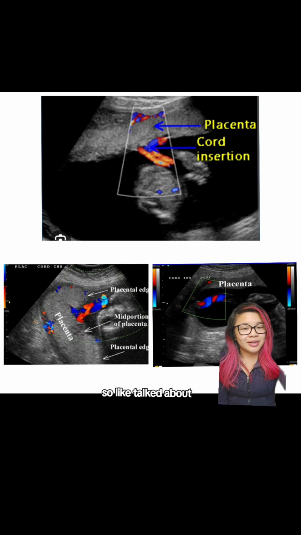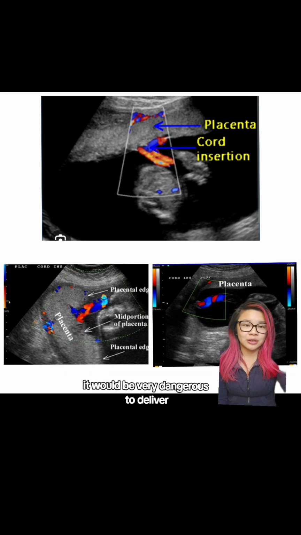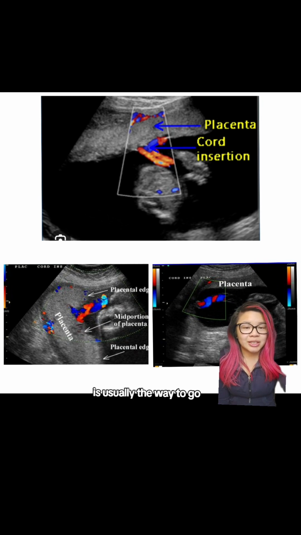Like talked about earlier on in the video, this is when the vessels are actually draped over the internal os of the cervix, and therefore it would be very dangerous to deliver baby vaginally because of the increased risk of hemorrhage. So, C-section is usually the way to go if we are seeing the vessels draped over top of the cervix because of the velamentous cord insertion.